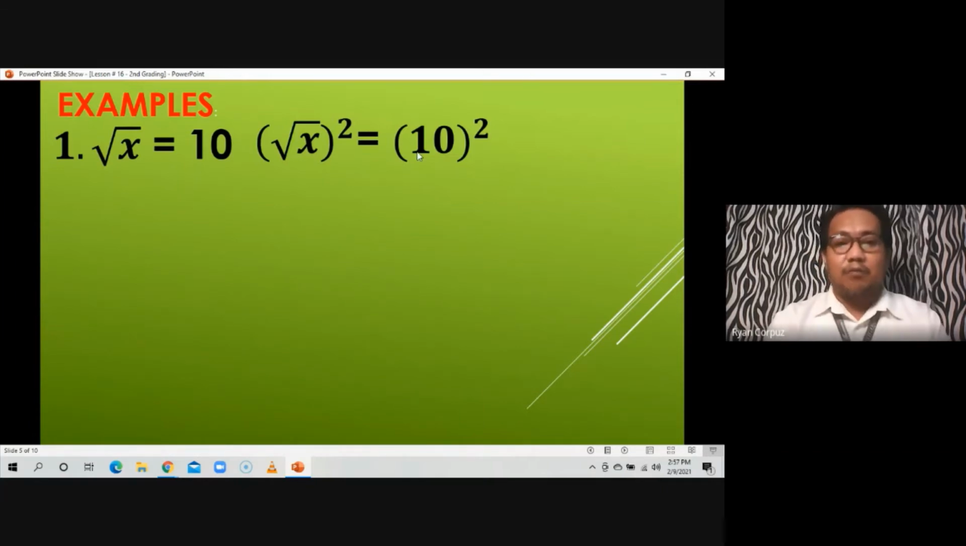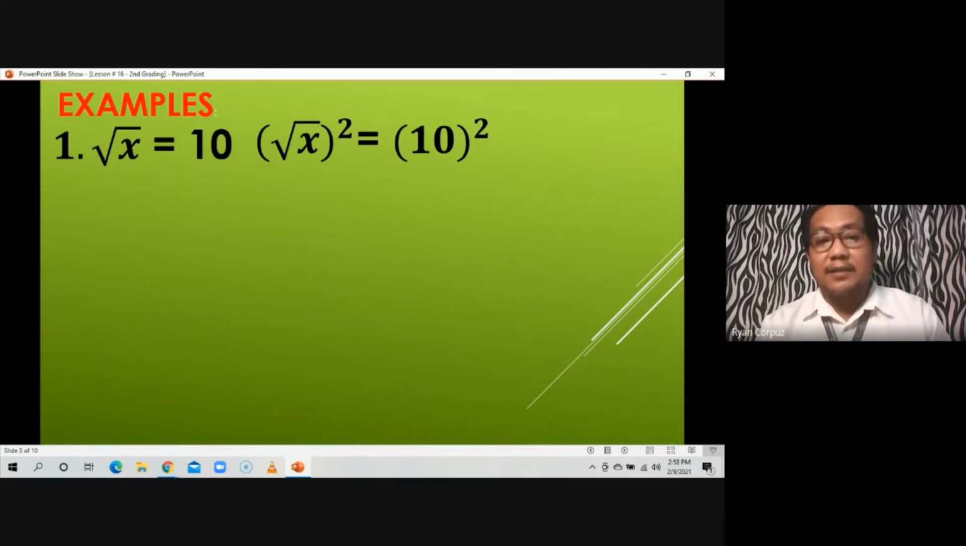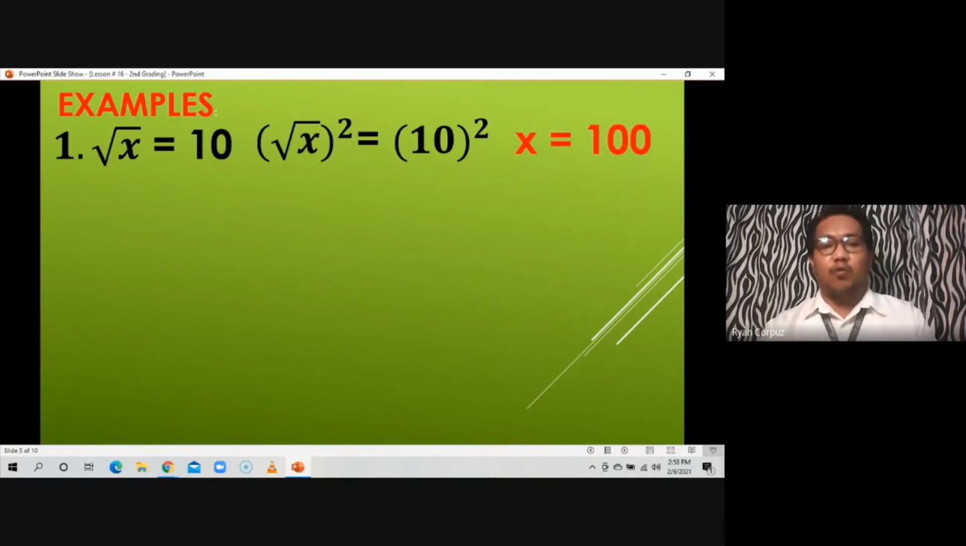So the other side, that would be 10 squared. 10 squared is the same as 10 times 10. And what is 10 times 10? That is 100. So that's why the answer to number 1 is x is equal to 100. So that's how we solve example number 1, a given radical equation. Any questions so far?